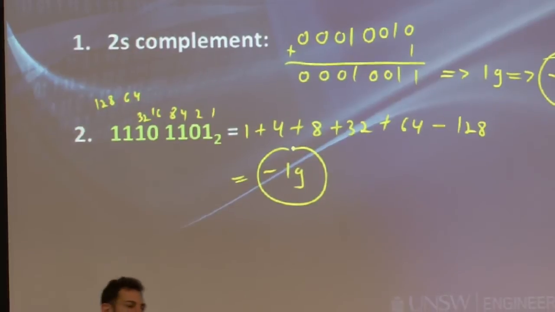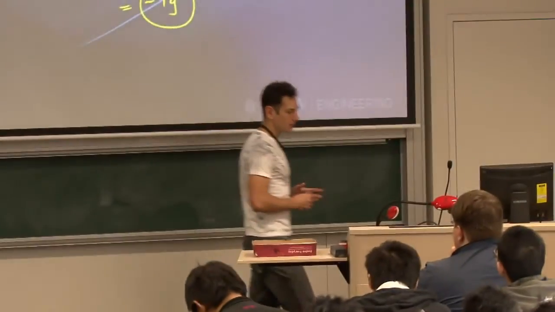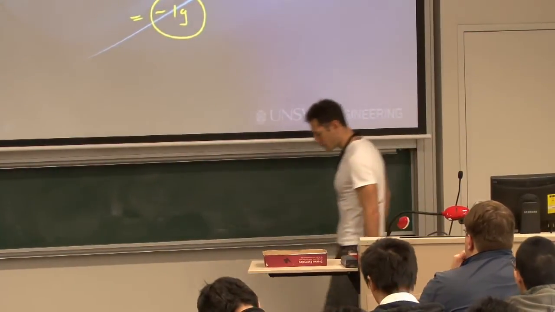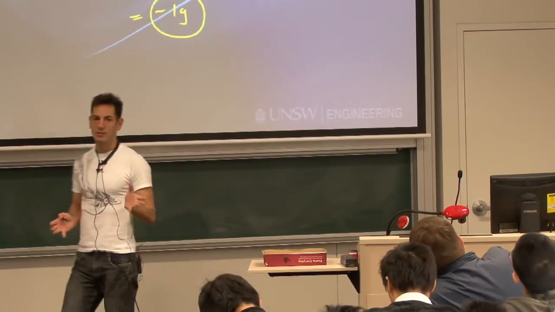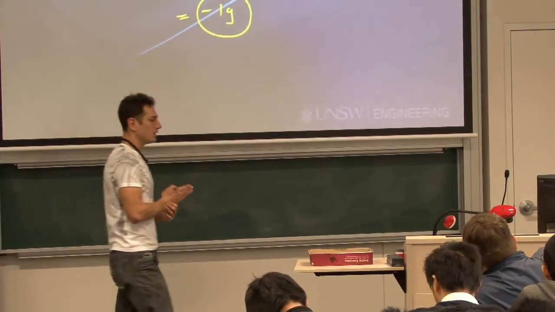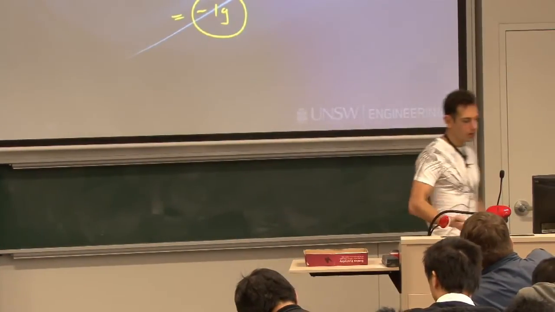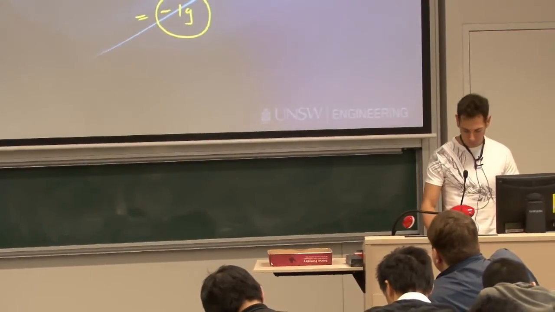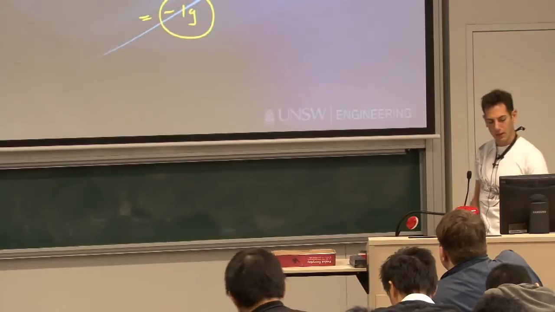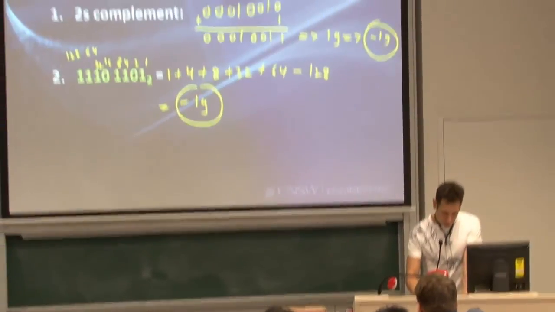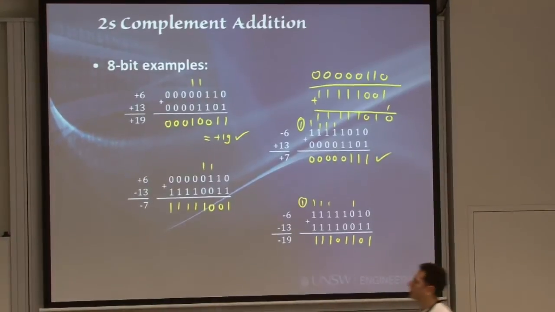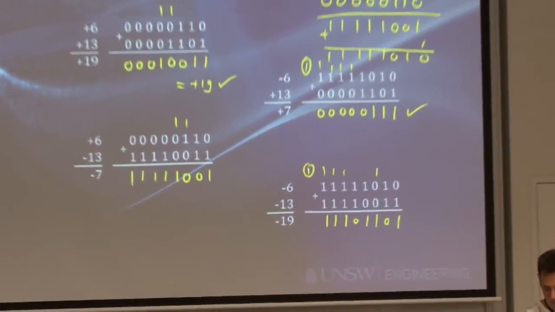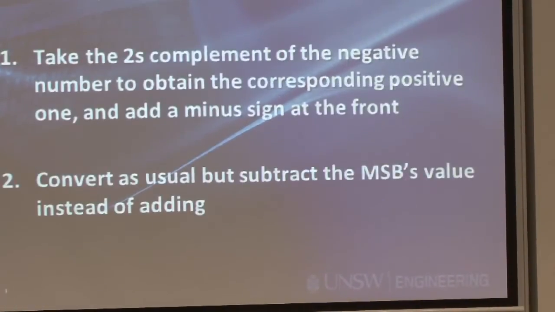Now, which method should you use? Either one. I personally am used to the first method, so whenever I see a negative 2's complement number, I take the 2's complement of it and then put a minus sign at the beginning. Some people find it easier to use the second method. Either one that you want to use, you will get the same result. Now, you can use these methods to verify that this is indeed minus 7 and this is indeed minus 19.